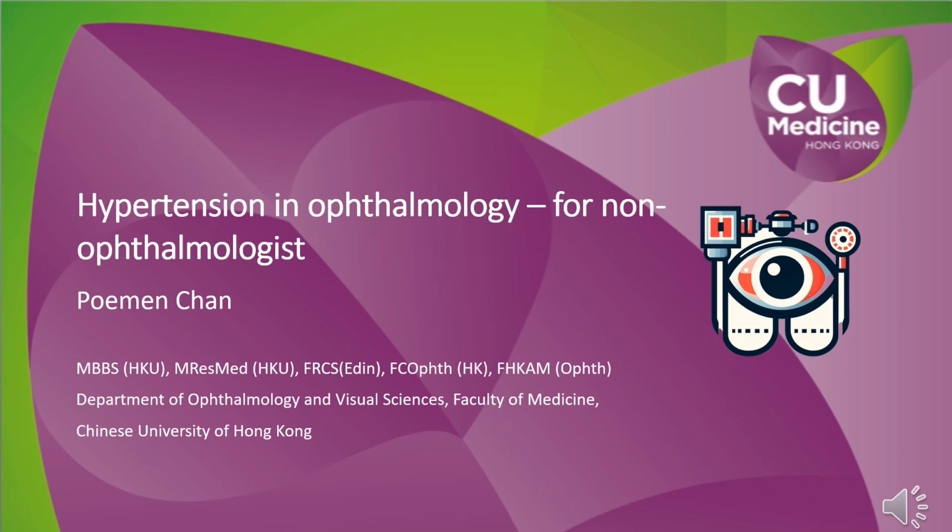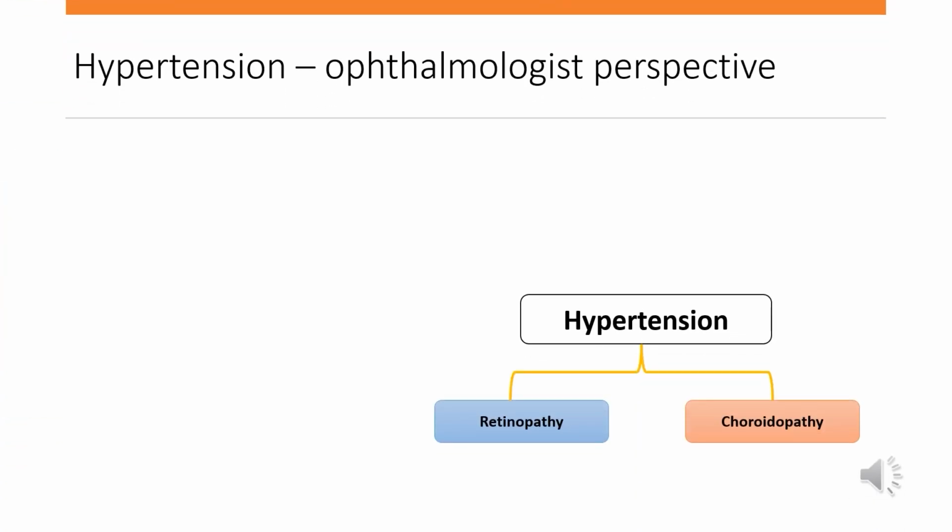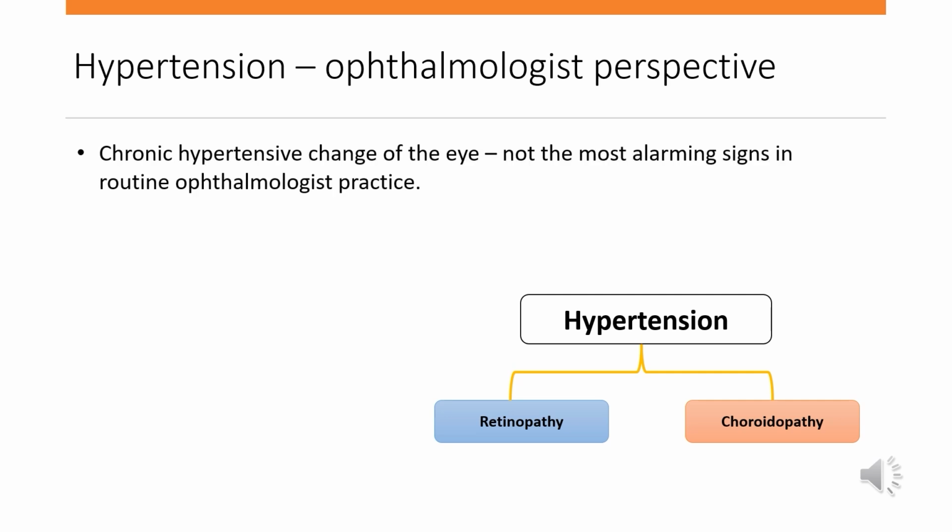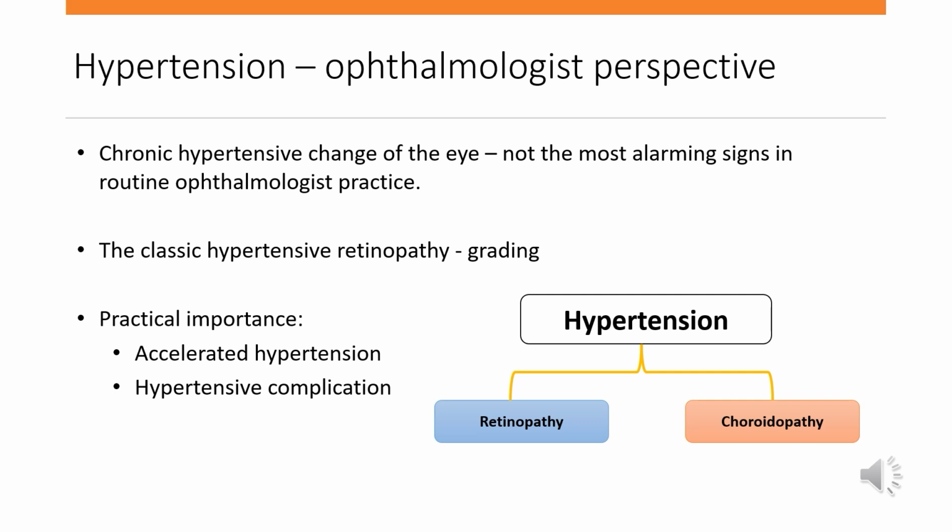So we're going to go through some of the points about hypertension related to ophthalmology. You should also watch the video on diabetes in ophthalmology for some of the explanation. For hypertension, you may immediately think about the chronic hypertensive change and the 4 grades. They aren't the most alarming sign in ophthalmology practice, however. For practical purposes, you may also want to know about accelerated hypertension and hypertensive complications.